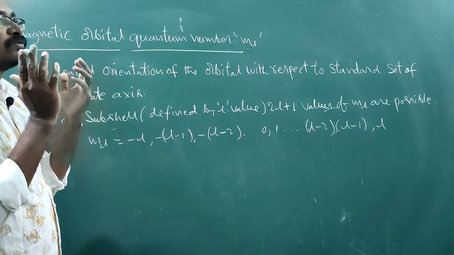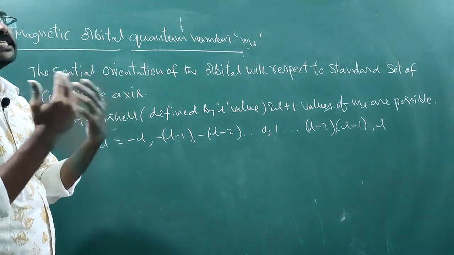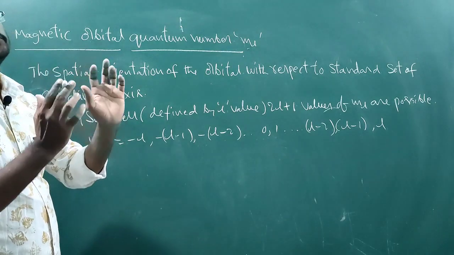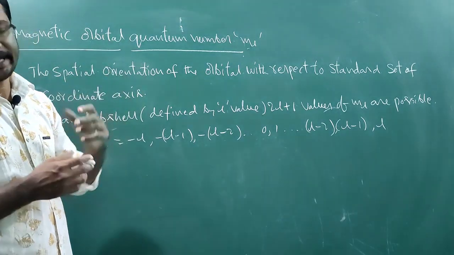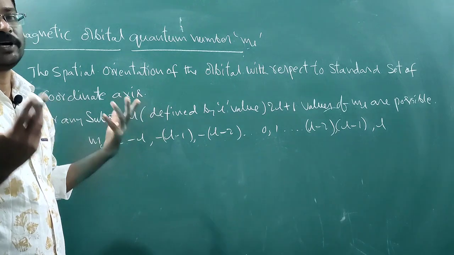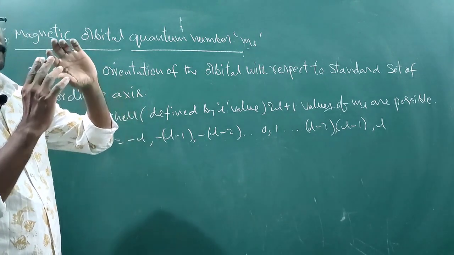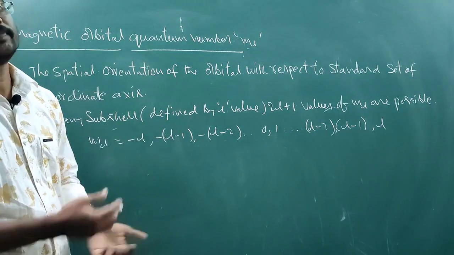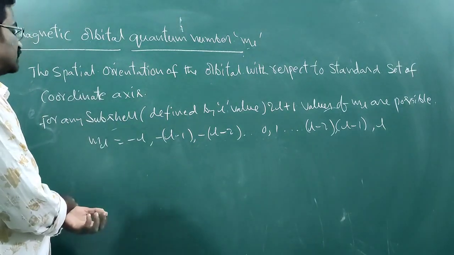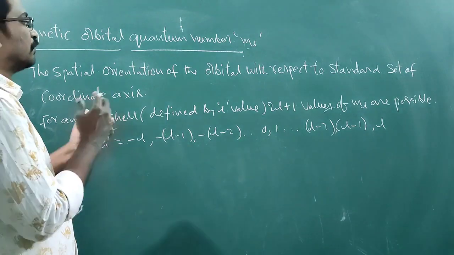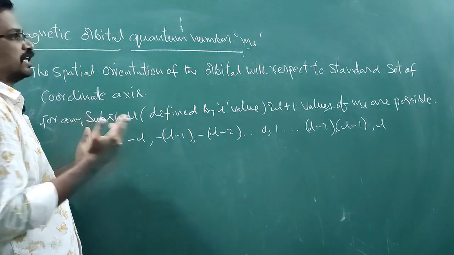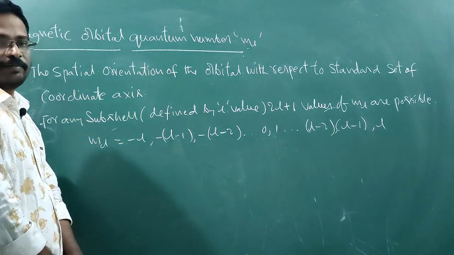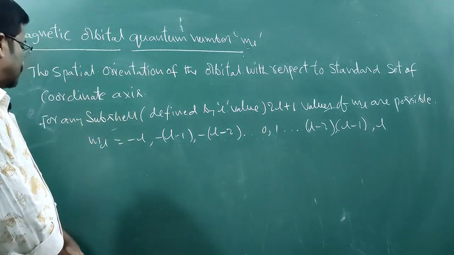The px orbital has its orientation along the x direction. For the py orbital, the lobes are directed towards the y-axis. Like that, for the pz orbital, the lobes are directed towards the z-axis. That is the way you can understand the orientation of the orbital, in which direction it is. It is indicated by the spatial orientation of the orbitals with respect to coordinate axes.